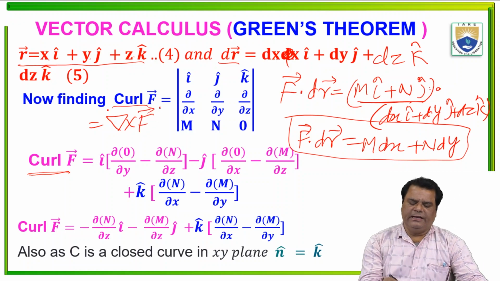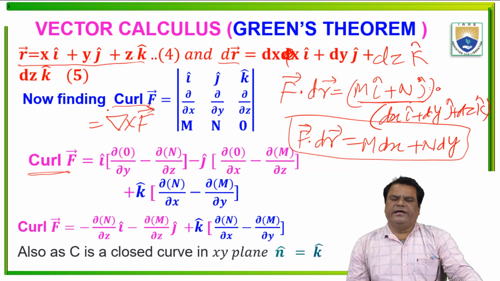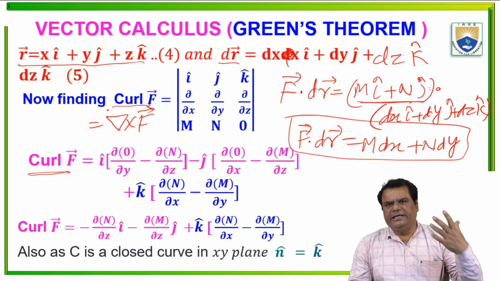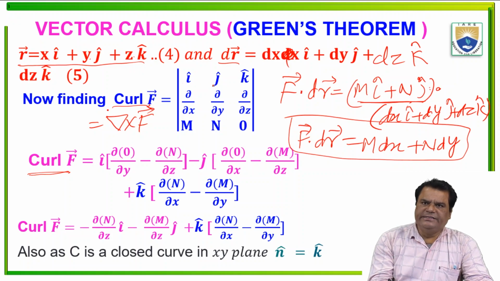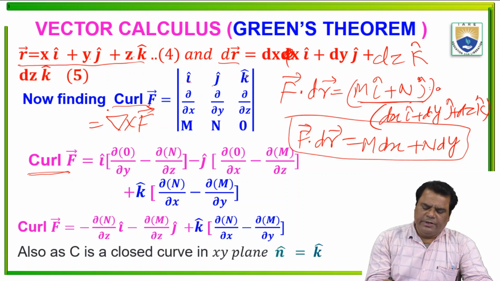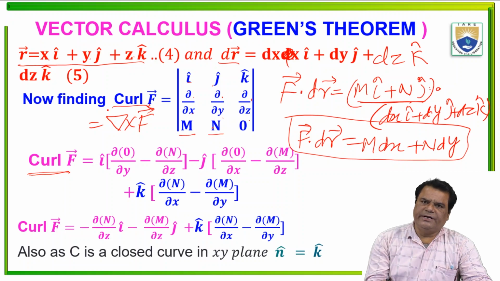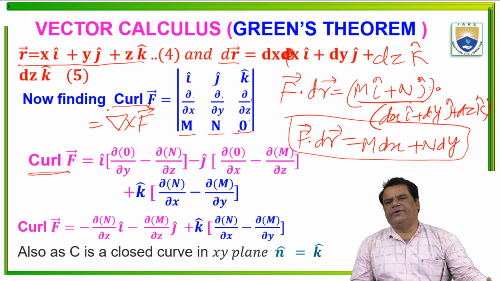Curl f, del cross f, we always find with the help of a determinant. So first, write i, j, k, the three vectors, here. And del, the value of del is ∂/∂x, ∂/∂y, ∂/∂z. And now the value of f: m is the coefficient of i, n is the coefficient of j, and 0 is the coefficient of k.